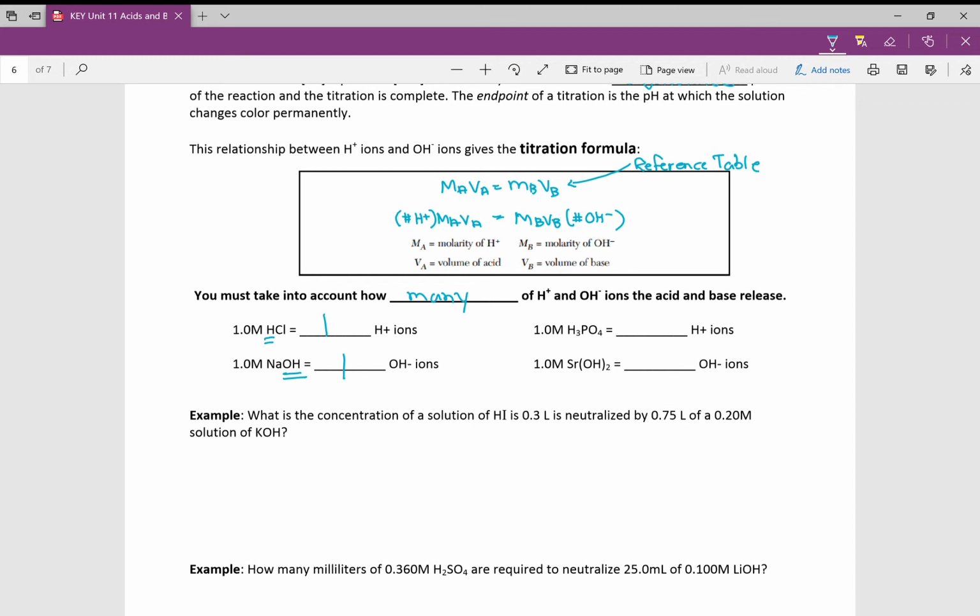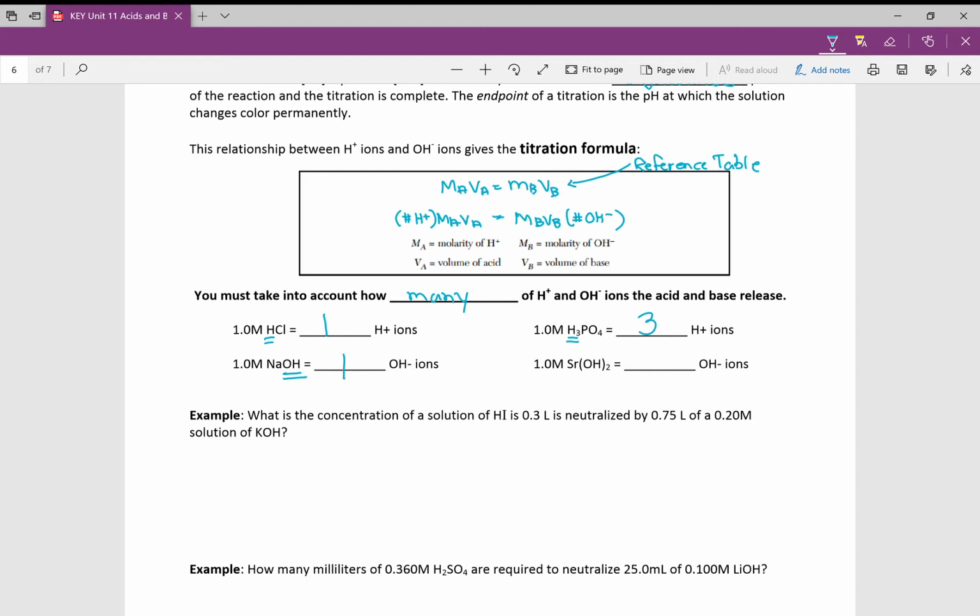Okay, but what about if we have something like H3PO4? Here I have 3 hydrogens that I would have to take into account. Now, if we were in honors or definitely AP, we would handle this acid much differently than using this formula. But just to get the point across in Regents, we have to look at how many hydrogens it could potentially release in solution.